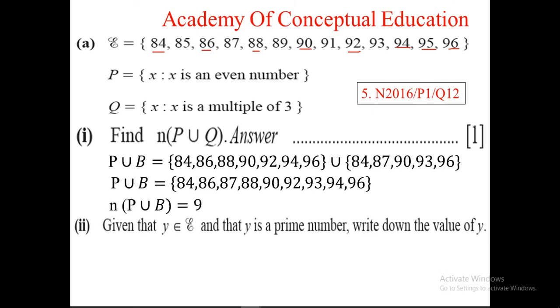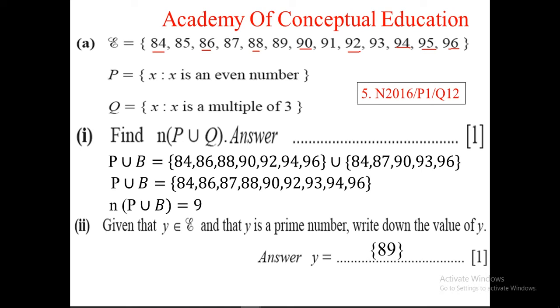Now let's see the next question. In the next question, y is an element of the universal set, and y is a prime number. Write down the value of y. Now this will be 89.